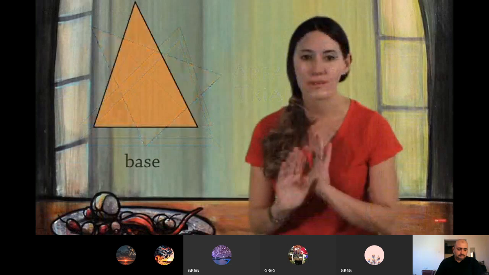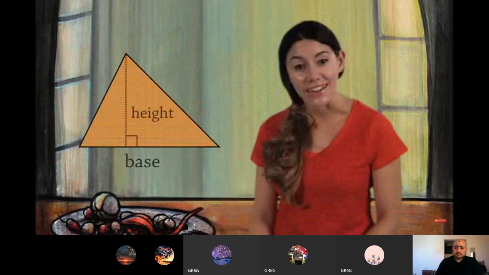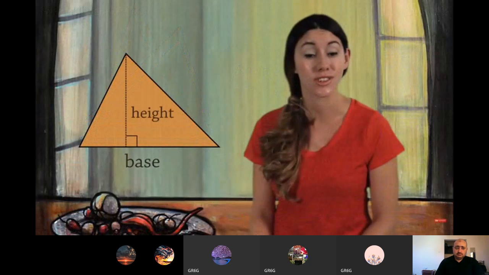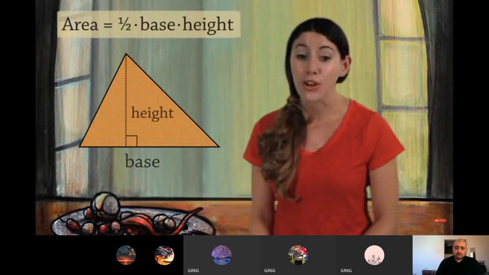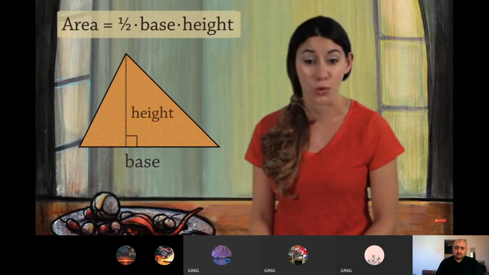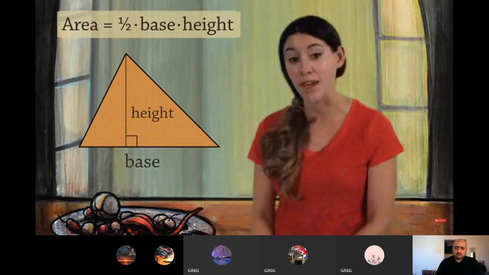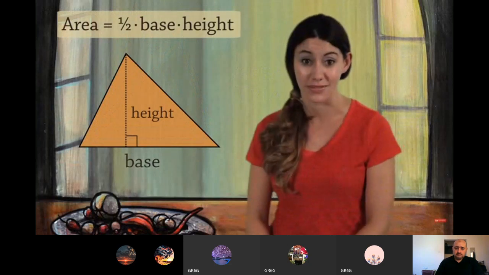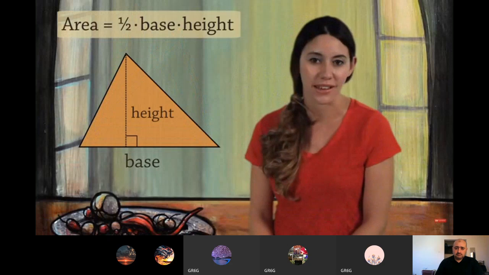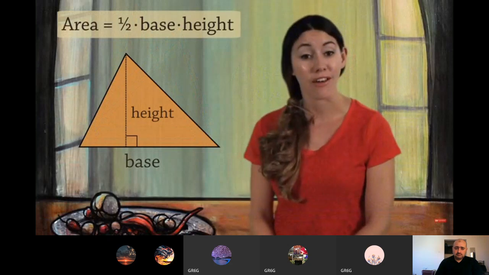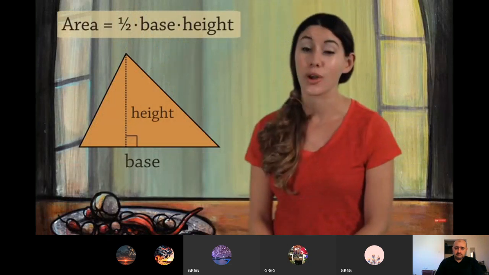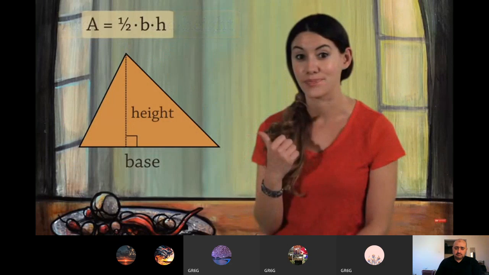To find the area of a triangle, you must first choose a side to be the base. You can use any of the 3 sides. Once you've chosen your base, the height is the distance from the base to the top of the triangle. The area of the triangle is then equal to 1/2 the length of the base times the length of the height. This is said more simply as the area is 1/2 base times height. You write the formula like this.